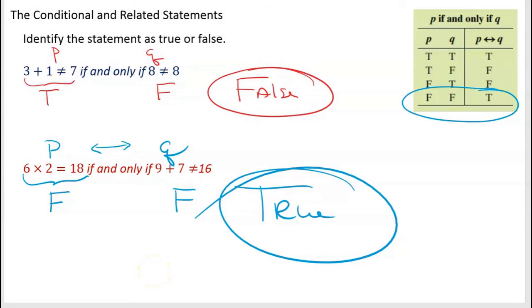And so that wraps up what we have for conditional and related statements. So remember, you have the conditional, if P then Q. Then you have the converse, which is Missy's reversing it. Then you have your inverse, which is her flip it. And then the awesome contrapositive, which has the same truth value as the initial conditional statement. You flip it and reverse it. And then you've got this crazy biconditional that we just worked on at the end.